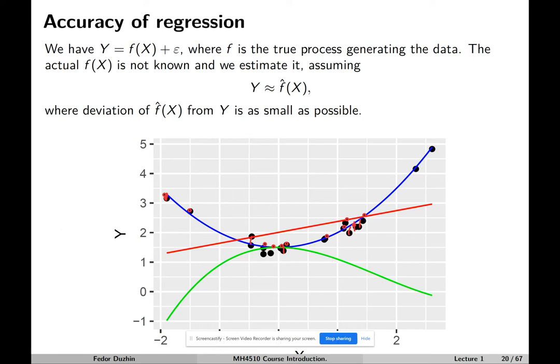So for the red model, it is a bit different. For the red model, it's going to be this distance plus this distance plus this distance again, and so on and so forth, plus this, plus this. For the green model it is even more.